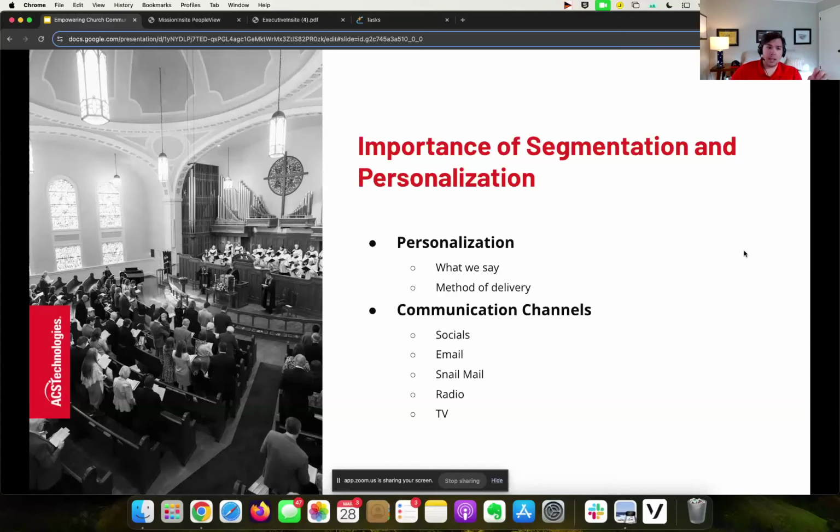We're going to spend a ton of time here in the communication channels because this is super important. This is where you do spend money sometimes, through radio or TV, snail mail, social media ads. There is money spent here from churches quite often. So we're going to spend a lot of time here.